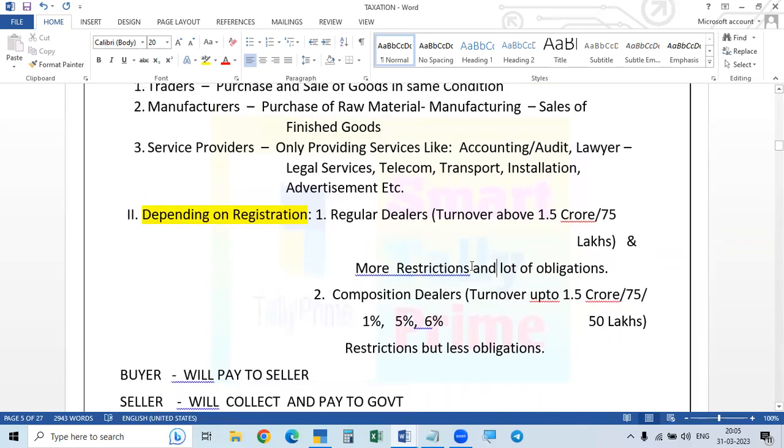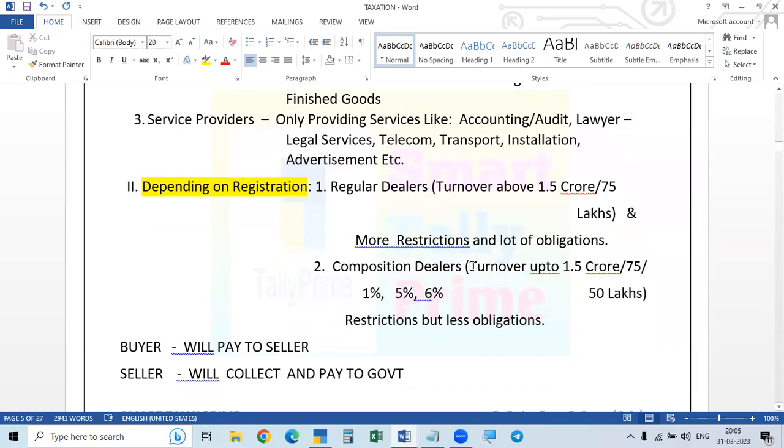Number one, ITC on purchases can be claimed because he is a regular scheme dealer. When you are paying tax on the purchases, it is called input tax, and you can take credit. So input tax credit can be claimed from the purchases, as well as GST can be collected from the customers. From the customers you collect the GST that is to be paid to the government. In that we can deduct the input tax already paid, and only the balance we have to pay.